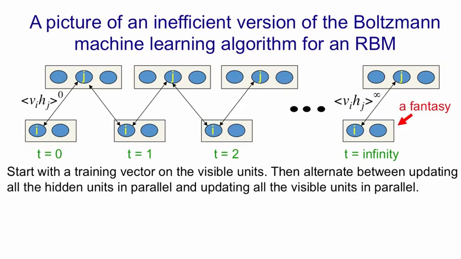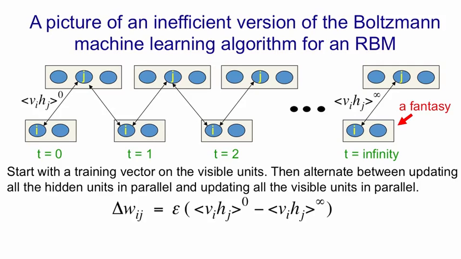And the visible state we have after a long time I'll call a fantasy. So now the learning rule is simply we change Wij by the learning rate times the difference between ViHj at time 0 and ViHj at time infinity.